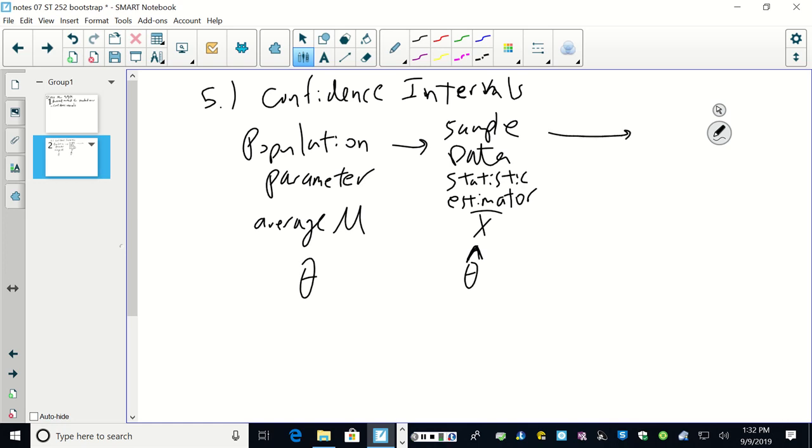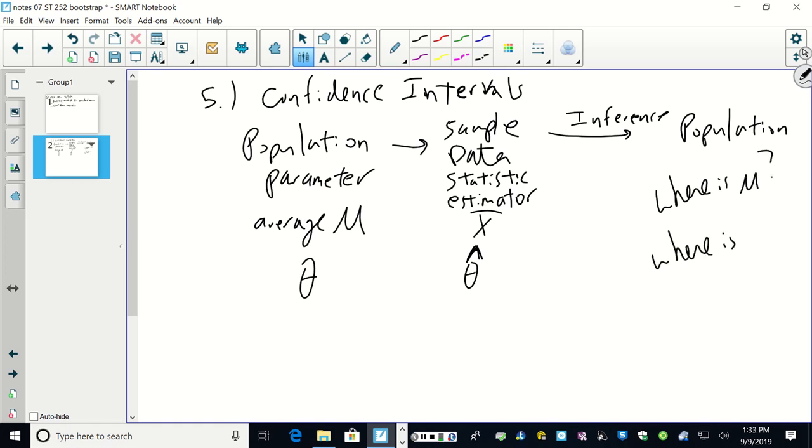And then we want to go back the other way. We want to do our statistical inference and say something over here about the population. And so we're going to try to answer the question, where is mu, where is theta? And our estimator is going to be a good guess, but we want to express uncertainty about that. How accurately do we know that? That's the role of the confidence interval.